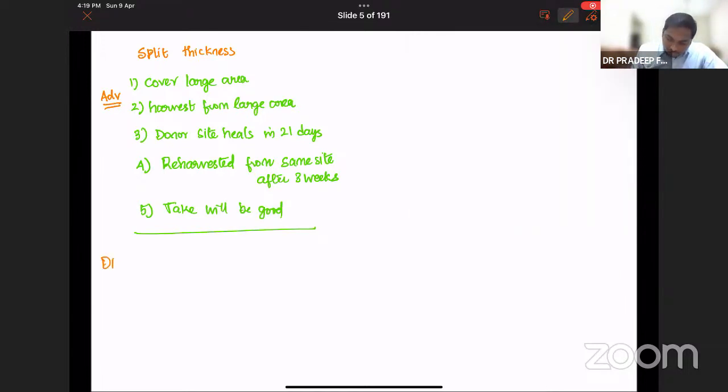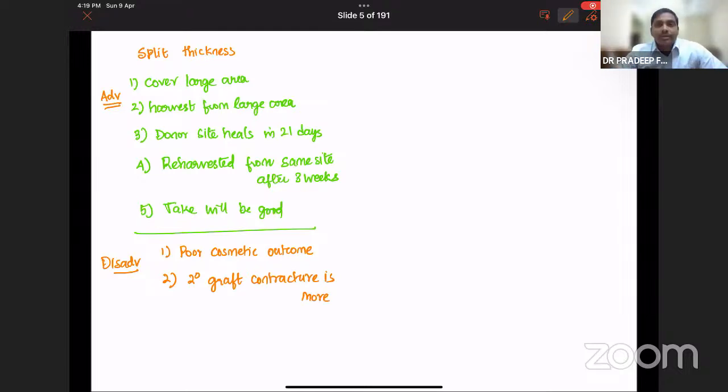Now moving on to the disadvantages. The disadvantages of the split thickness skin graft are, they have a poor cosmetic outcome, and the secondary graft contracture is more. So what do you mean by secondary graft contracture? Whenever you harvest a graft, for example, you are harvesting a 4 by 4 centimeter square graft. Immediately after harvesting, the size will become 3.5 by 3.5 centimeter. Why? That is called primary graft contraction.